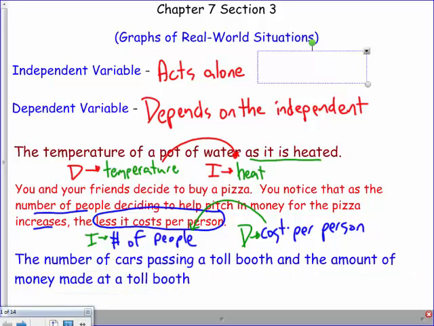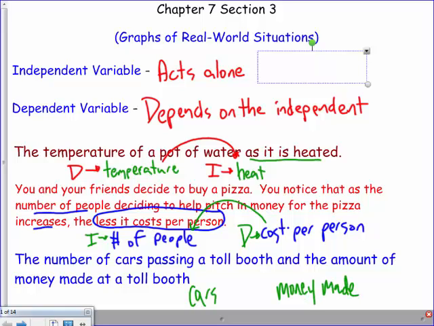And let's do one more. The number of cars passing a toll booth and the amount of money made at a toll booth. Well, this one gives it to you. The number of cars passing through the toll booth is one variable, and the other one is the money made. So which one depends on the other?